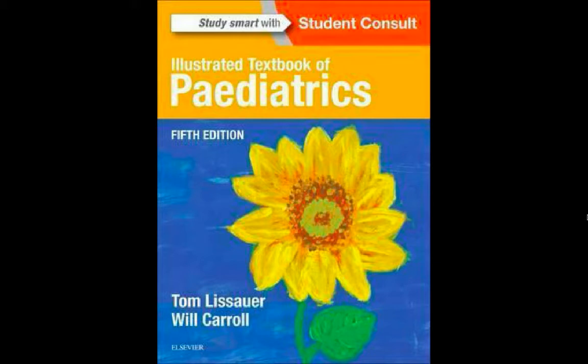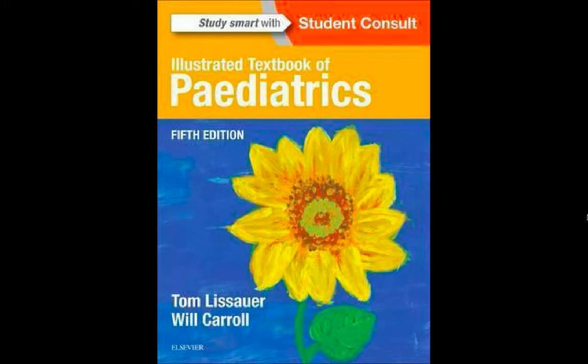There are two main types of ASDs. There's a secundum ASD, which accounts for 80% of ASDs, and a partial AVSD. So it's either known as AVSD or a primum ASD. Both present with similar symptoms and signs, but their anatomy is quite different. The secundum ASD is a defect in the center of the atrial septum involving the foramen ovale.